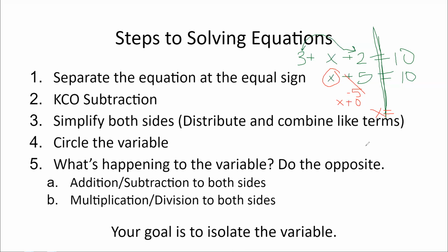But remember that balance. Remember that scale. I took 5 away from this side, so the scale is unbalanced until I take 5 away from that side. And when I do that, I end up with x equals 5. And that would be my answer to this original equation up here. Just remember your goal is to isolate your variable.